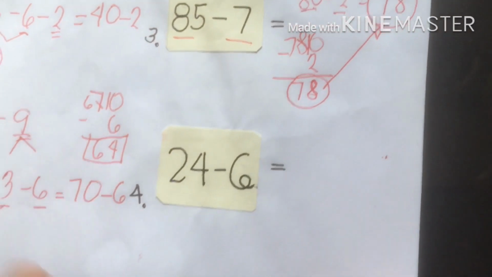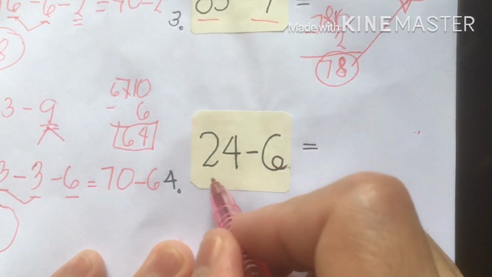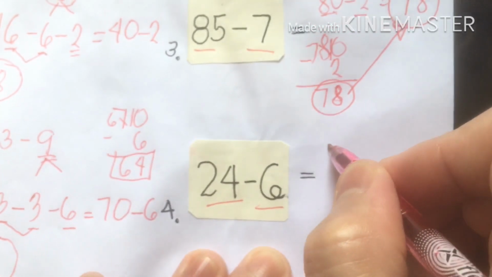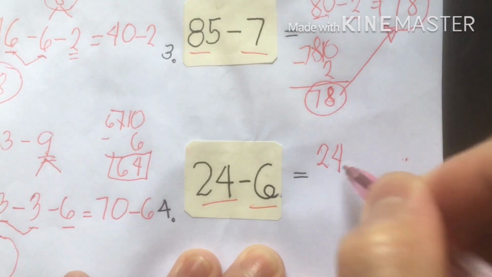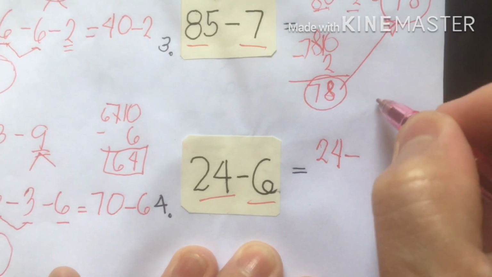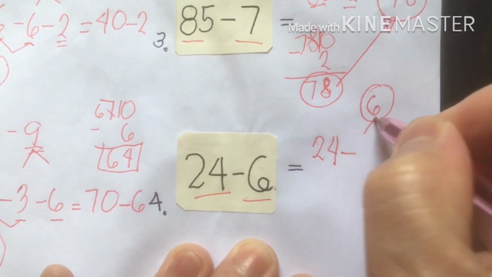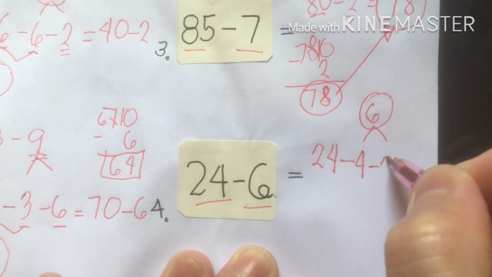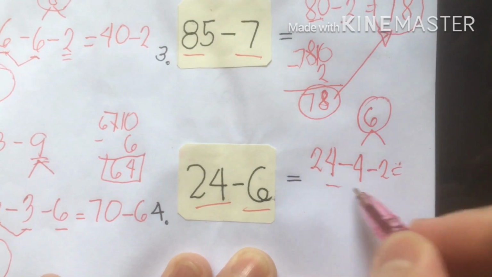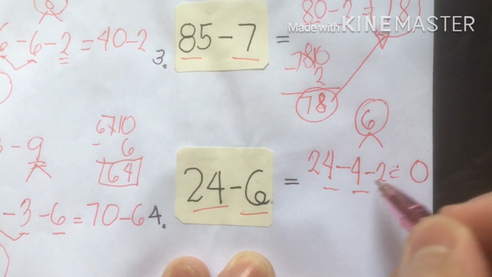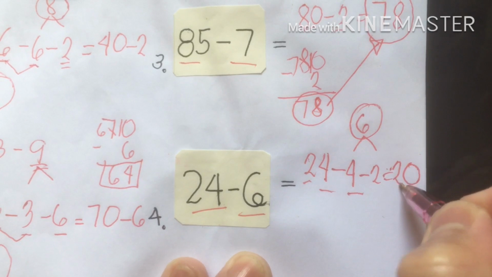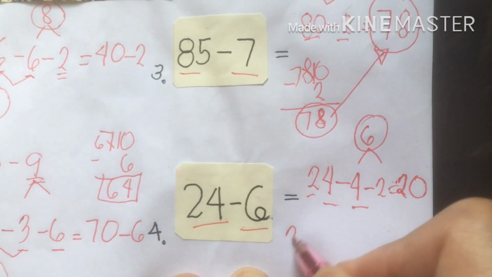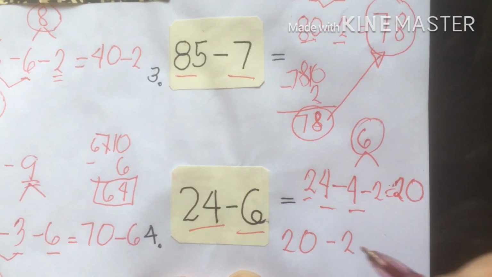Next, number 4. Okay, 24 minus 6. So we're going to break the number 6 here. I'm going to write 24 minus 6, and we're going to break the number 6. We have 4. It should be the first digit, it should be the same class. 4 minus 4 is 0. Okay, copy 2 here. The result is 20, not 21. Then 20 minus 2.